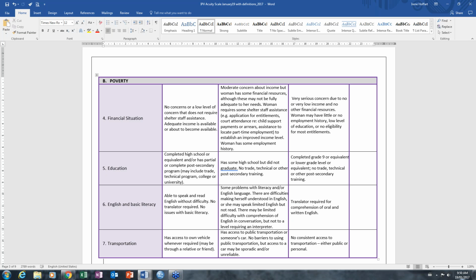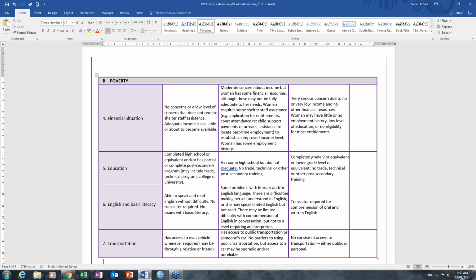And number 5 would mean there is a translator required for comprehension of oral and written English. We didn't put anything related to literacy under number 5, because we don't expect that people would not be able to speak or understand if they're native born.